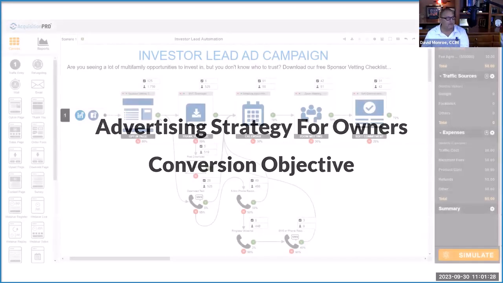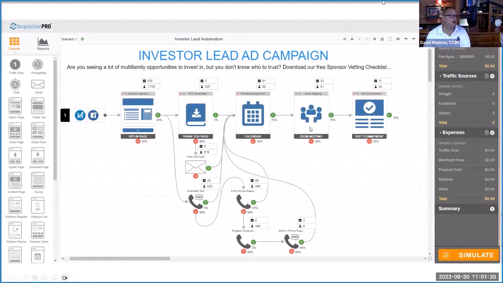Okay. So here, I chose 2 ad networks in this case. We got LinkedIn and we got Facebook. All right. Our ad is right here. So our ad says, are you seeing a lot of multifamily opportunities to invest in, but you don't know who to trust? Download our free sponsor vetting checklist.